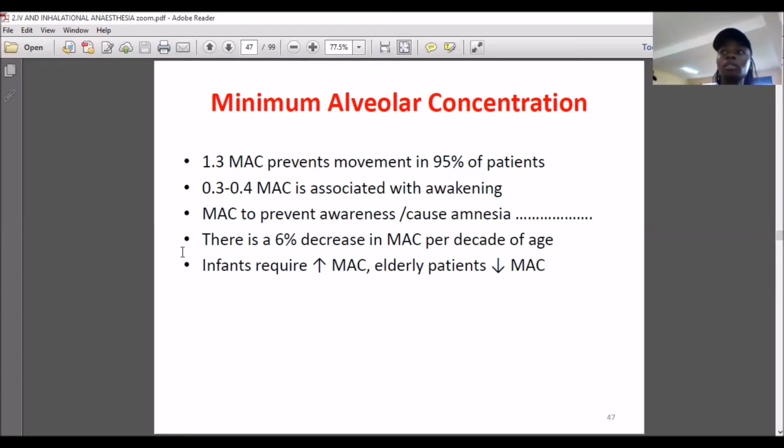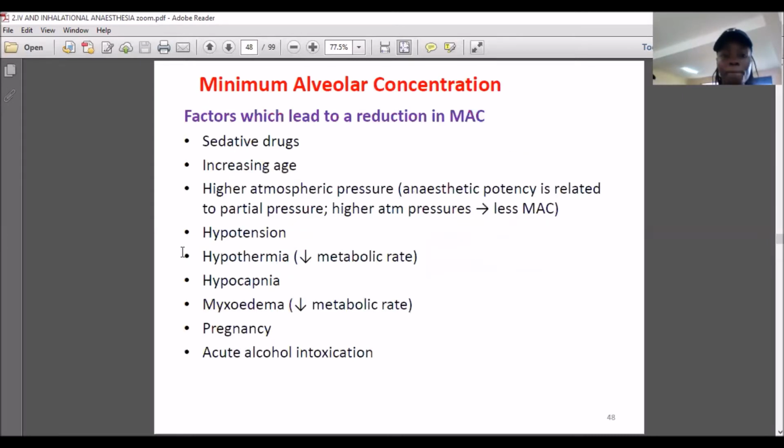Then in infants, it is a bit raised. So what are the factors that lead to a reduction in MAC?